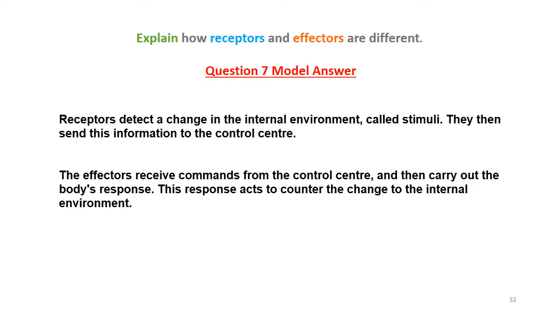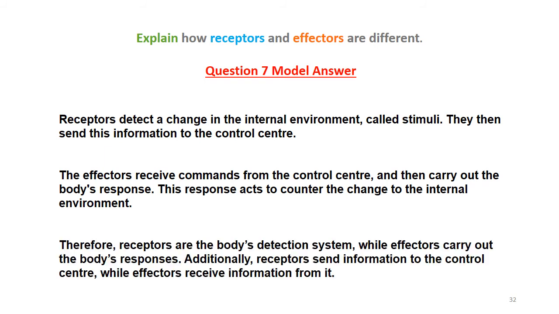This response acts to counter the change to the internal environment. Therefore, receptors are the body's detection system, while effectors carry out the body's responses. Additionally, receptors send information to the control centre, while effectors receive information from it.